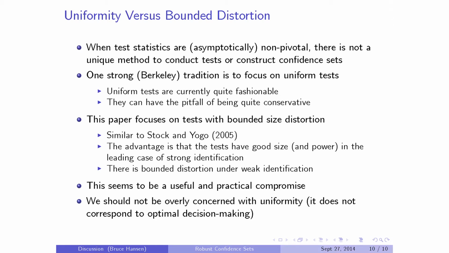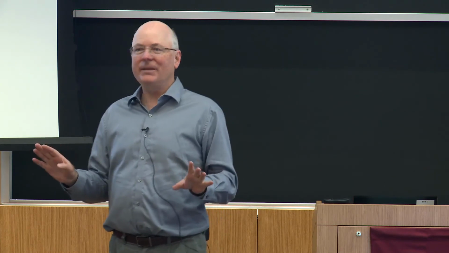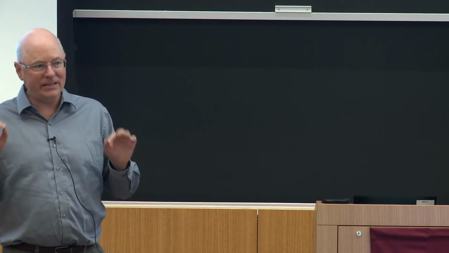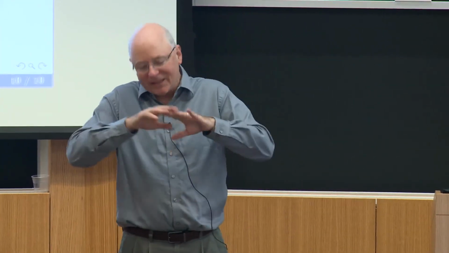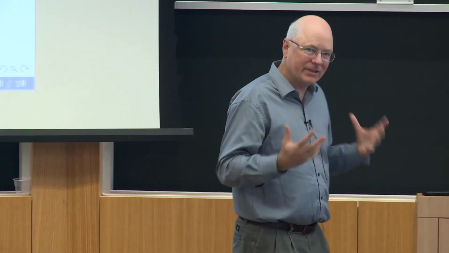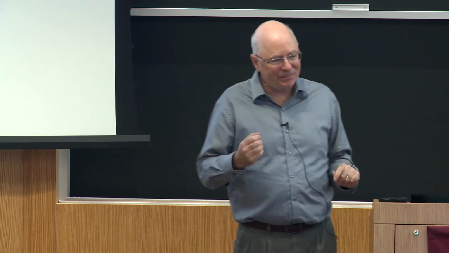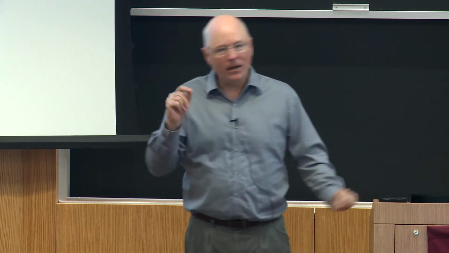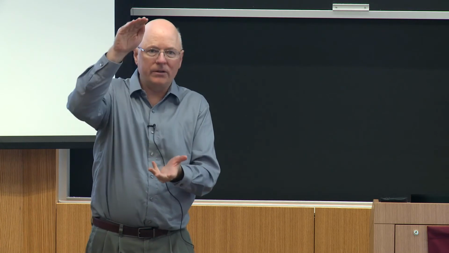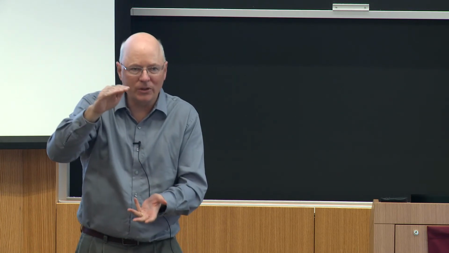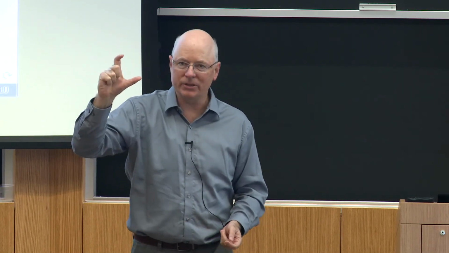Now, there's a pitfall for uniformity, and that it's very conservative. Another pitfall is that it's not clear to me that uniformity is exactly the right decision-making framework. I mean, it corresponds to certain min-max thinking, but it's not clear that it's the correct decision-making. So the statement that it's the right way, it might be a bit strong. This paper instead, along with Stock-Yogo, takes an intermediate or compromise approach that we have a goal for the confidence set, but we're allowing distortion, but we're not going to allow unbounded distortion. We're going to bound the distortion.